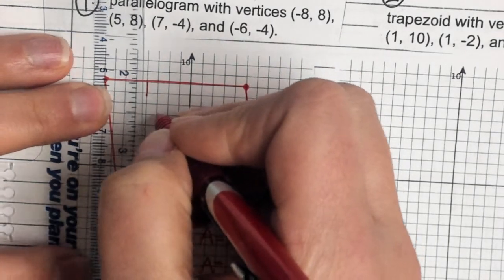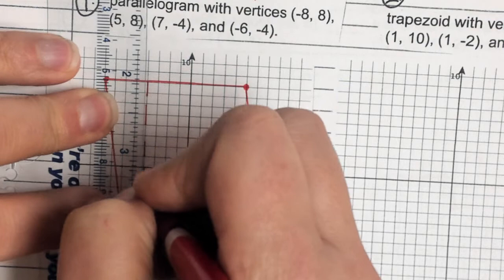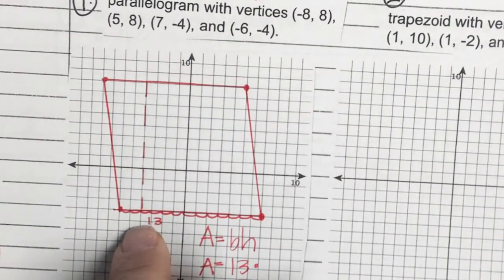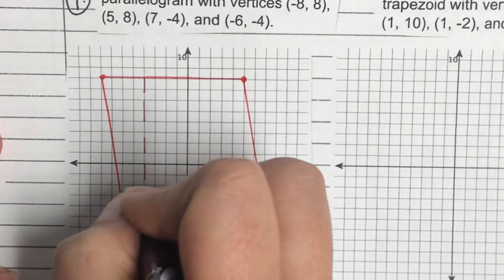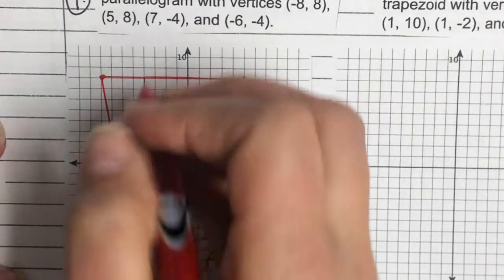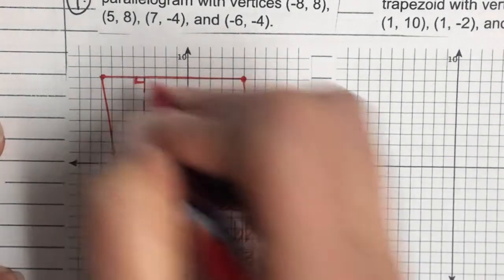And I'm going to do the dotted line like we had in all of our drawings last week. So this would be my height, okay? And again, it makes a right angle with your base. And on a parallelogram, it'll make a right angle with both.